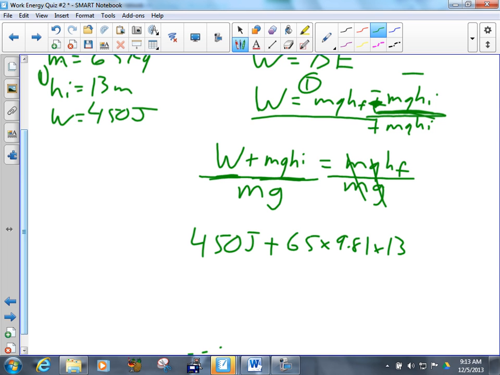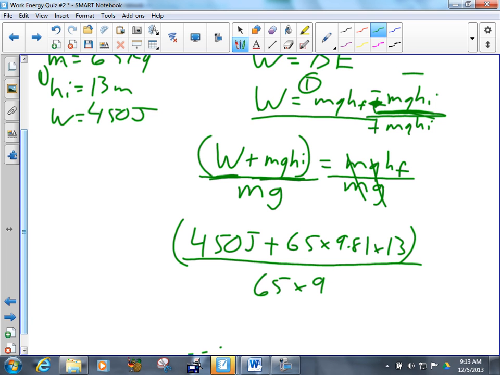I cannot cancel the MGs, no, because this operation has to happen first. I have to have joules on the top divided by newtons on the bottom in order to get meters. So I do that part first, joules minus joules, divided by 65 times 9.81. That should give me 13.7 meters. Does that make a little more sense, MJ?